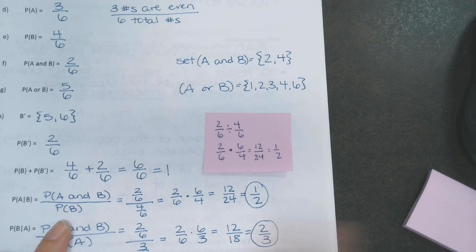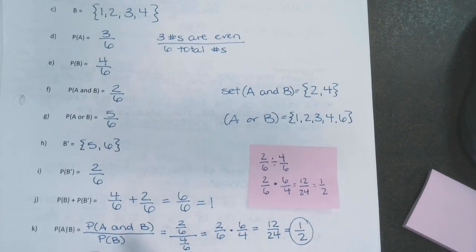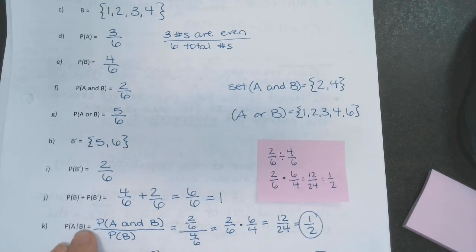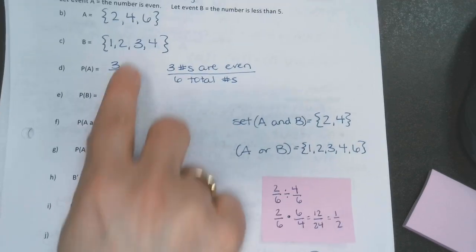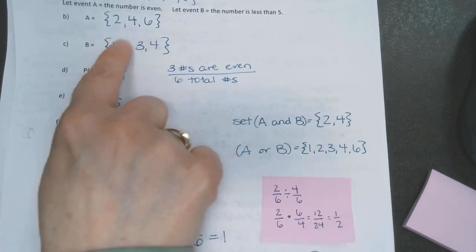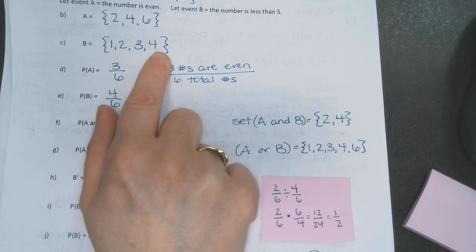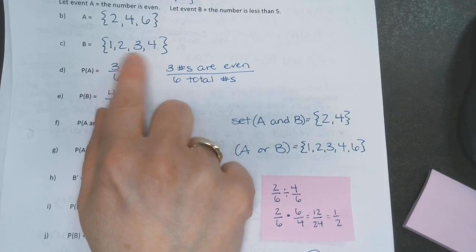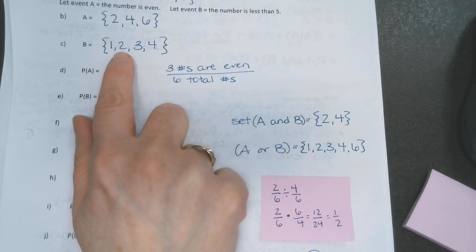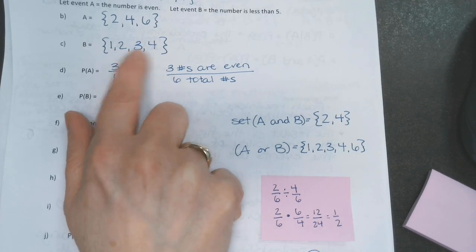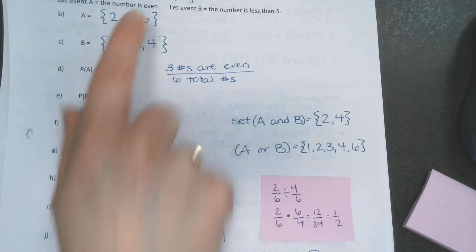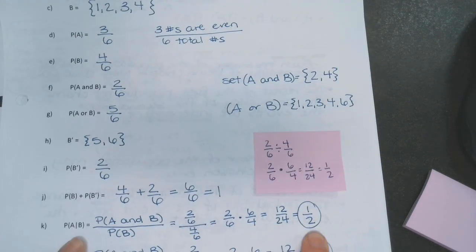But let's think this one through also. So let's say I roll a die. I get a number that I already know is in B. That's my given. So I know that I got one of these 4 values. Well, looking at just these 4 values now, what's the probability that the value I got is also in A? Well, it could be 2 or 4. Half of these values are also in A. That's where this half comes from.